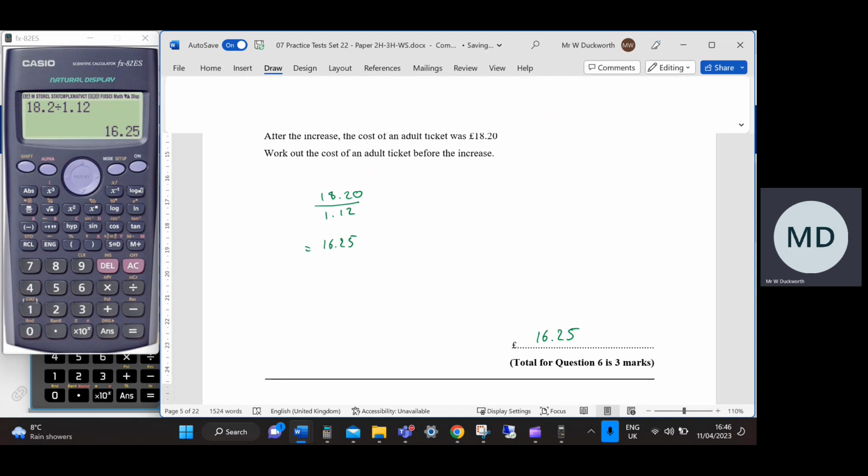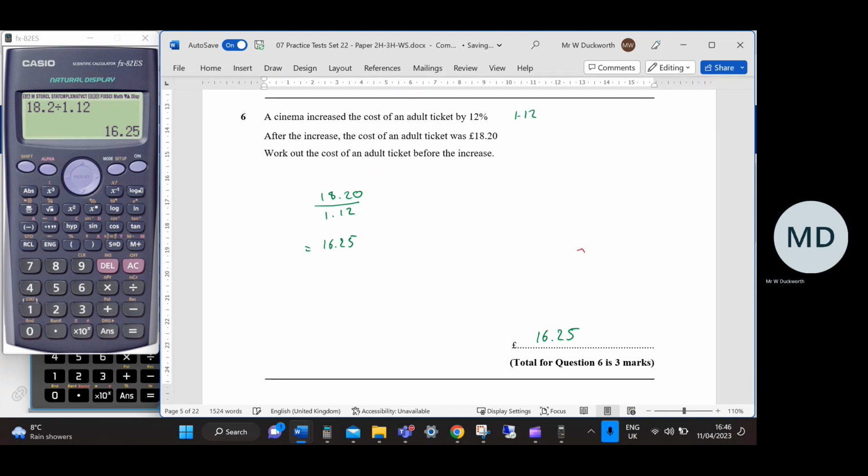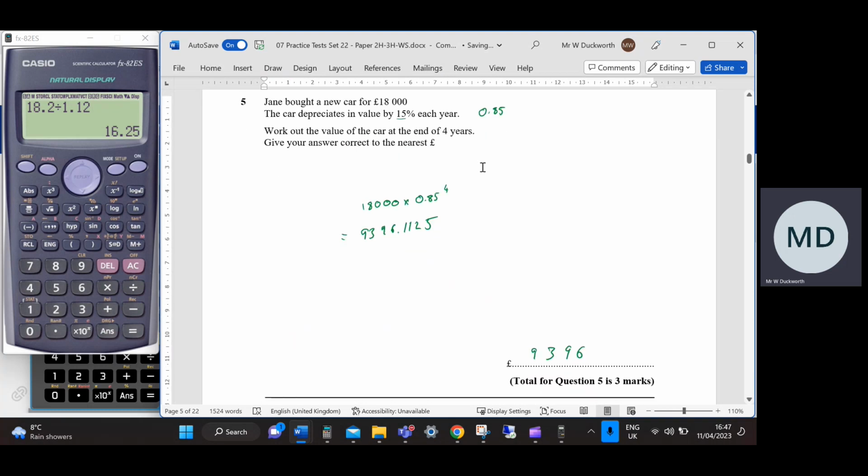So the mark scheme says for question 5, if you've done this step by step, so times by 0.85, and readjusted each time, a year at a time, you can get through with 2 M1 marks. But it says an M2 for 18,000 times by 0.85 to the power 4. So I pick up an M2 there and then an A1 there. And you don't lose a mark if you've not rounded correctly there.